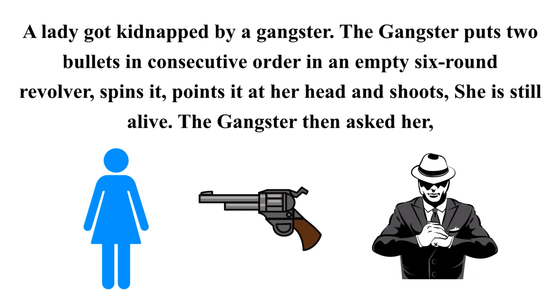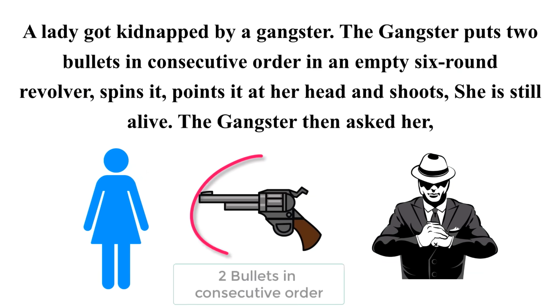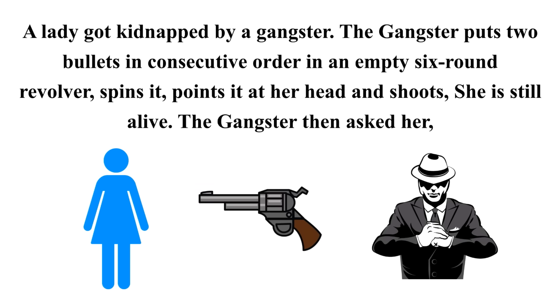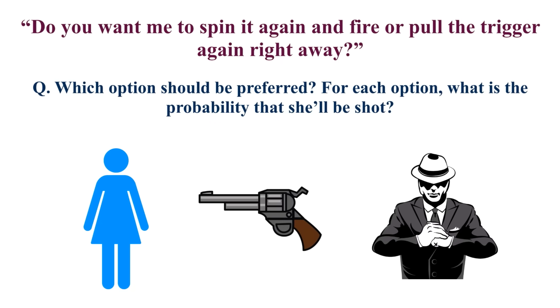A lady got kidnapped by a gangster. The gangster puts 2 bullets in consecutive order in an empty 6-round revolver, spins it, points it at her head and shoots. She is still alive. The gangster then asked her, "Do you want me to spin it again and fire, or pull the trigger again right away?"